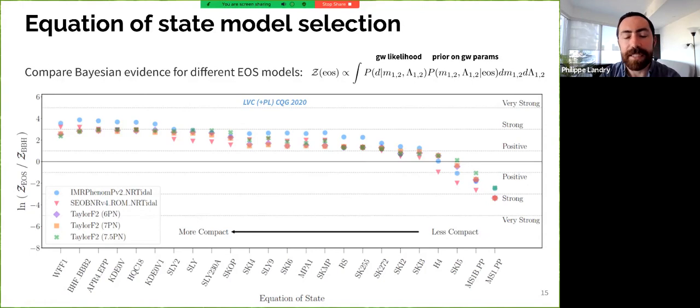And what you find is the same story that came out of the previous plot, where the softer equations of state that produce a more compact neutron star, all else being equal, are favored over the stiffer equations of state.